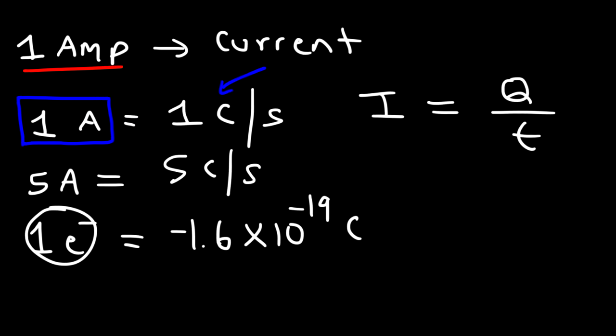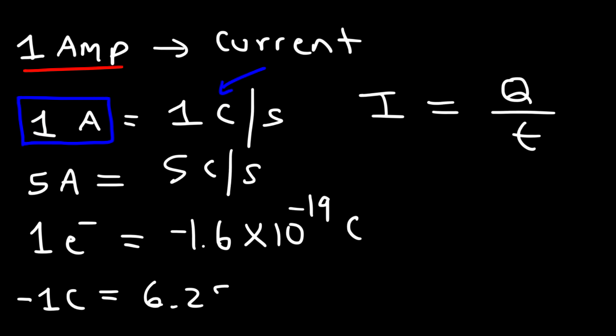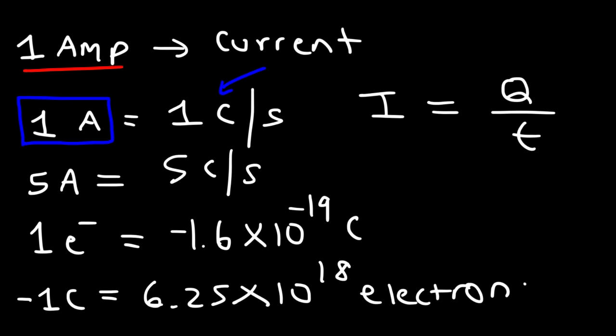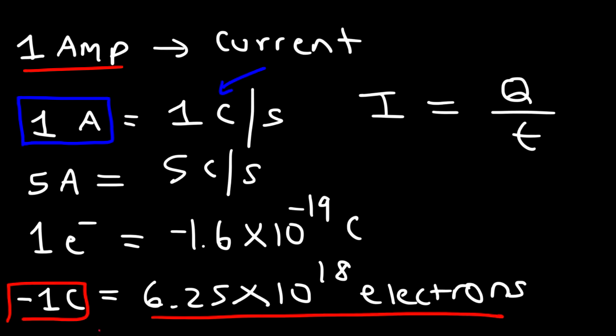If you take 1 and divide it by this number, you're going to get this number, or this fact. Negative 1 coulomb represents 6.25 times 10 to the 18 electrons. And so when you think of a coulomb, it's a way to represent a large number of electrons. Now, for those of you who want to understand why 1 coulomb represents that many number of electrons, here's how you can show your work.